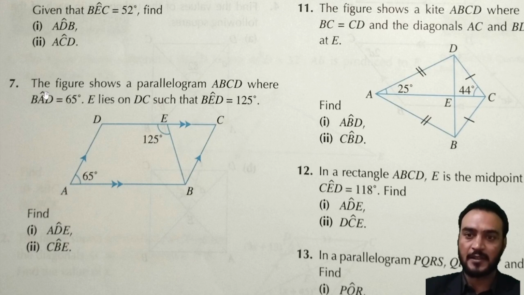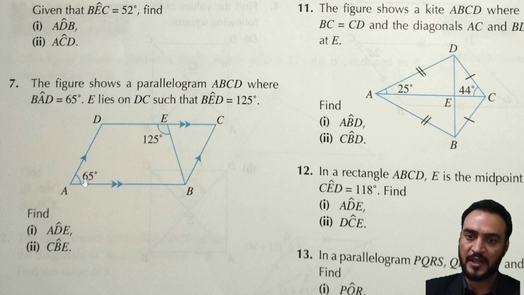The question number 7 is, the figure shows a parallelogram ABCD where BAD is 65 degrees, E lies on DC such that BED is equal to 125 degrees. So this is the parallelogram where AB is parallel to DC and BC is parallel to AD. Angle at point A is 65 degrees. E is the point on the line DC such that the angle BED is 125 degrees, which is shown in front of you.